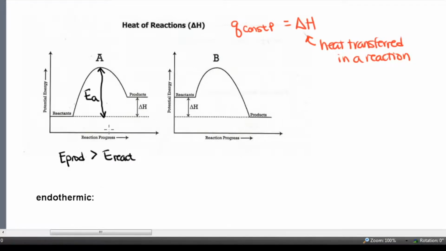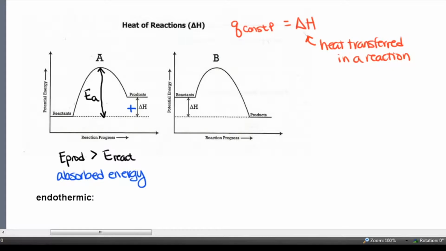Well, how is that the case? That happens when a reaction absorbs energy. And we call reactions that absorb energy endothermic reactions. And the sign for our delta H for endothermic reactions will always be positive.